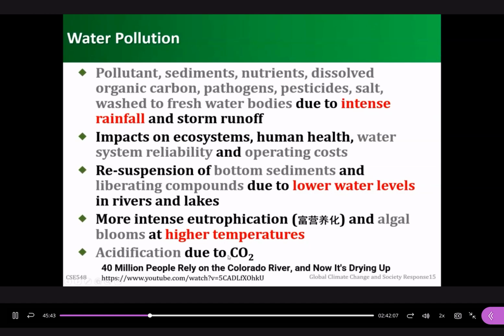The last one is acidification due to CO2. The seawater can absorb CO2 into the water, and when CO2 dissolves into the water, it can become acidic. So this is acidification because of the CO2.